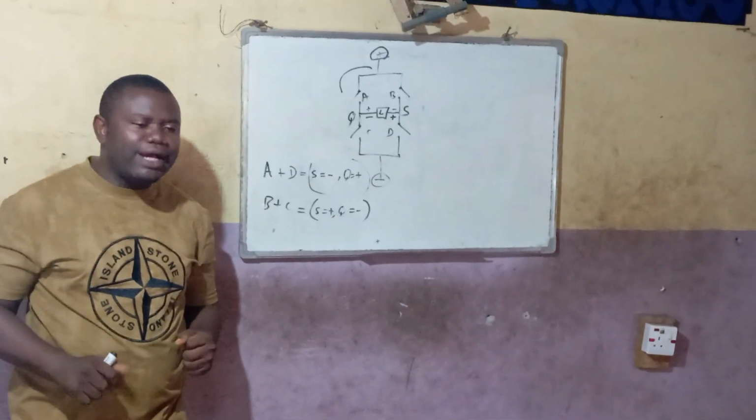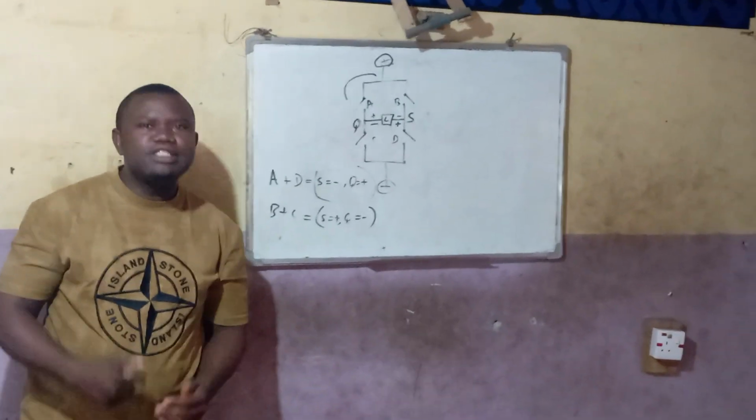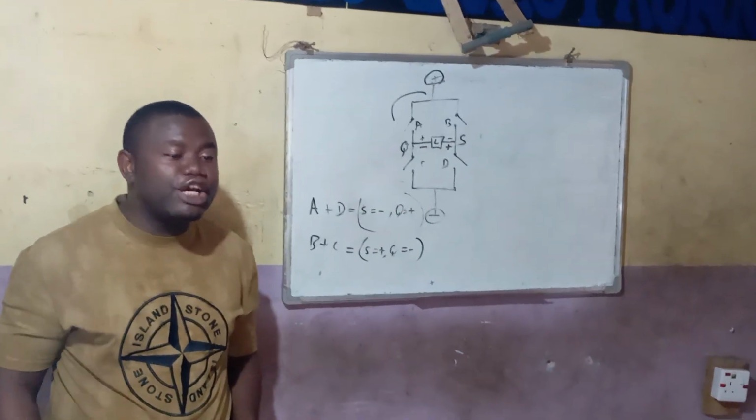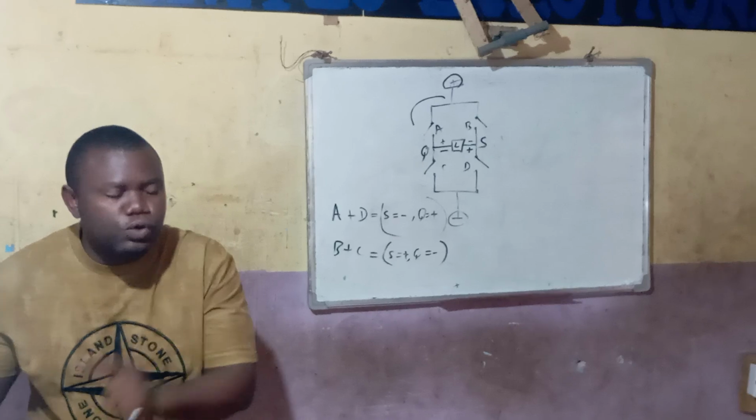But this time, we don't want to power a DC motor. What we want to power is a transformer. Alright, now what is a transformer? A transformer is that device that is used to step up or step down AC voltage.